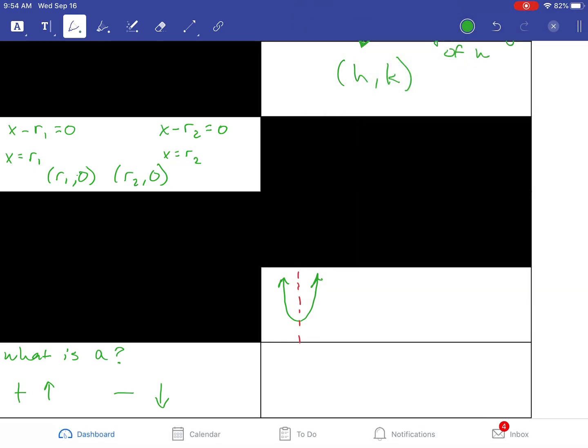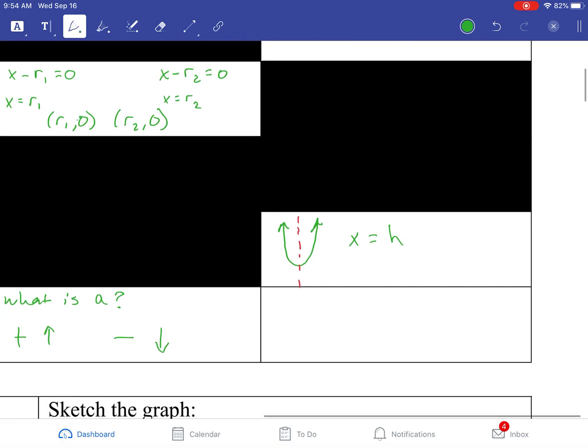It's an x equals because it's a vertical line, and it goes through the x term of your vertex. So the x term of our vertex is h. So whatever h is going to be what x is equal to. Okay, so that's the dotted line equation.